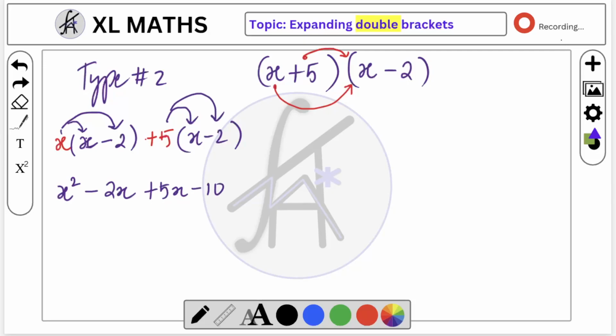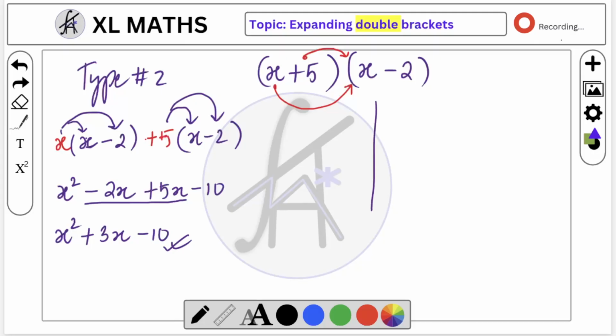What do we get in here? x squared minus 2x plus 5x. So minus 2x plus 5x gives us 3x, a positive 3x minus 10, right? And that is what your answer is.